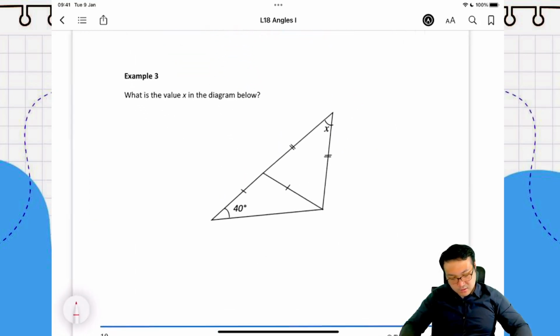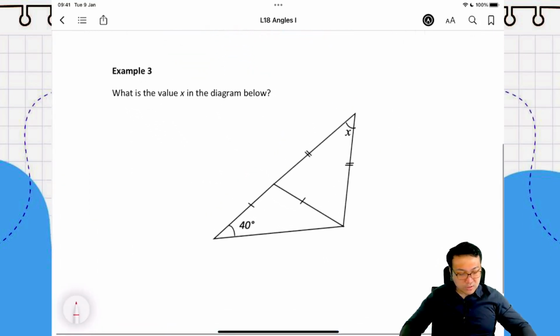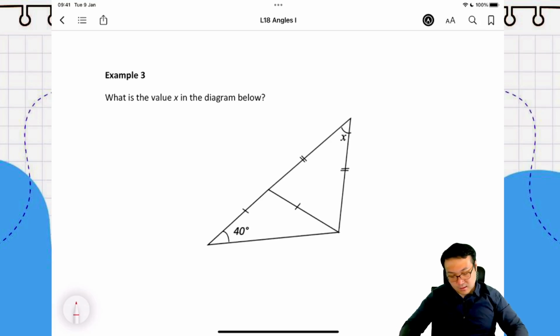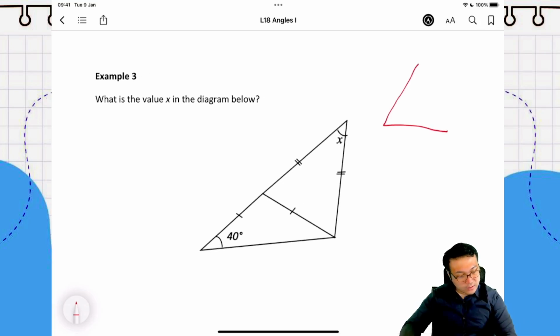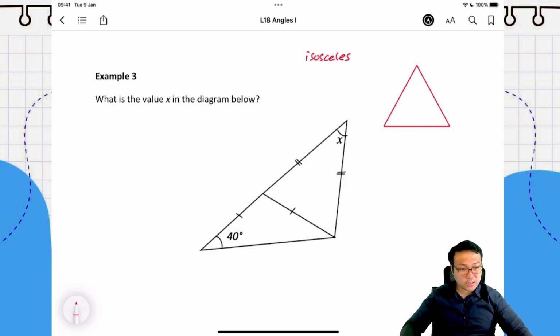Alright. Let's look at example 3. Now we're going to talk about isosceles triangles. Students, let's just do a quick revision. What is an isosceles triangle? Okay, Vishwam, come tell us, what is an isosceles triangle?